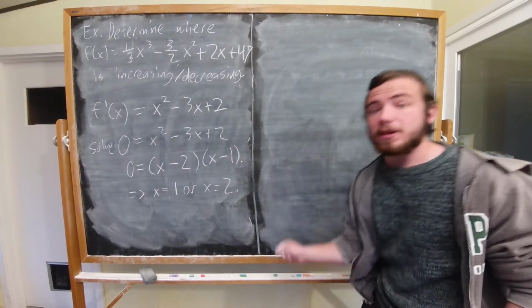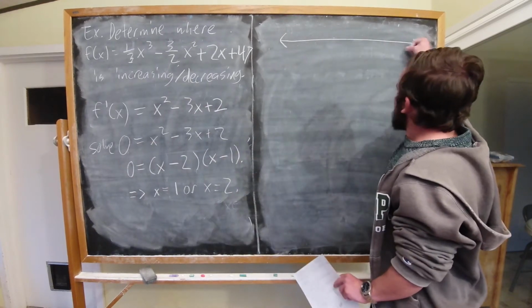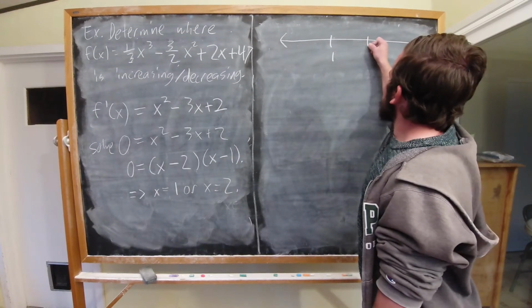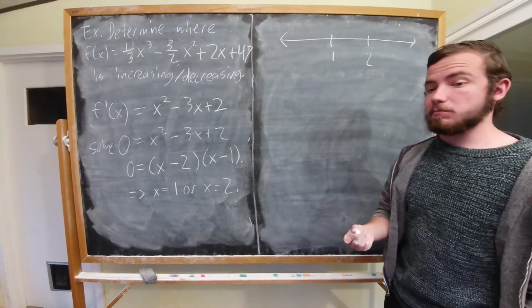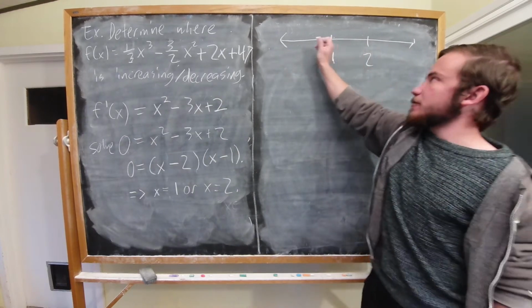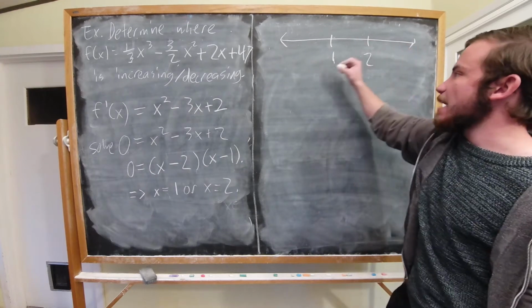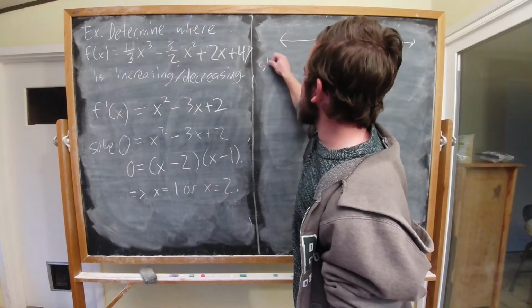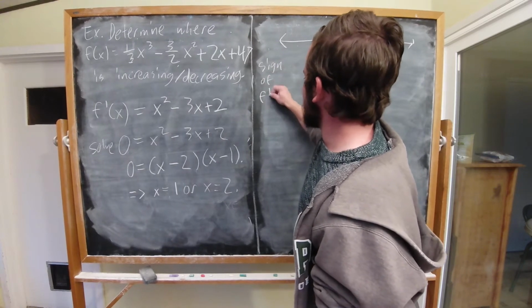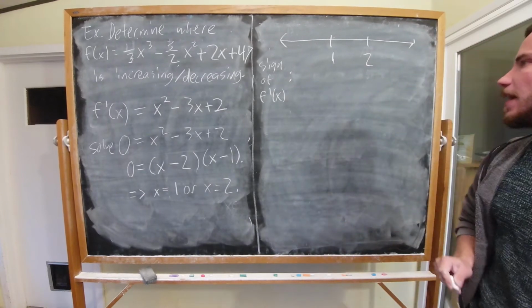All we're going to do is draw a number line. I'm going to mark down 1 and 2 on the number line. That's it, right? Now the number line has been split into 3 chunks: everything before 1, everything between 1 and 2, and everything after 2. And in each of those intervals, we're going to be looking out for the sign of f'(x).